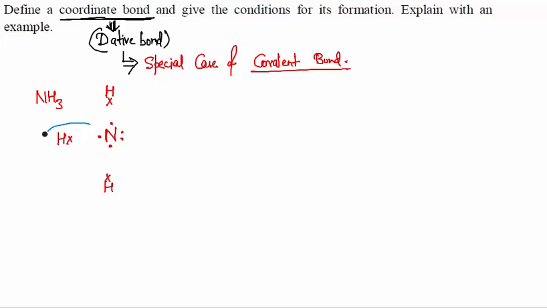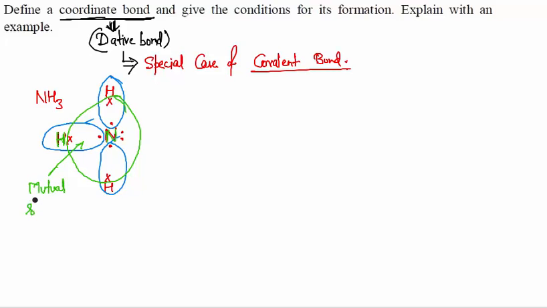So what will happen? Each hydrogen shares an electron with the nitrogen, and the nitrogen shares an electron with each hydrogen. In this case, the sharing taking place between the hydrogen and the nitrogen is mutual sharing. Mutual sharing means one electron from this hydrogen and one electron from this nitrogen.